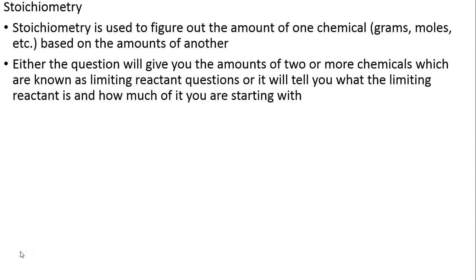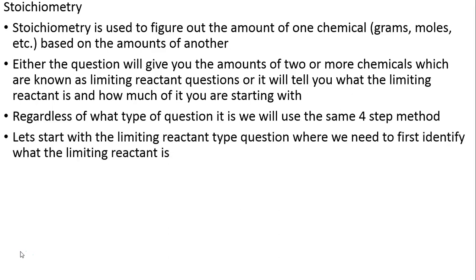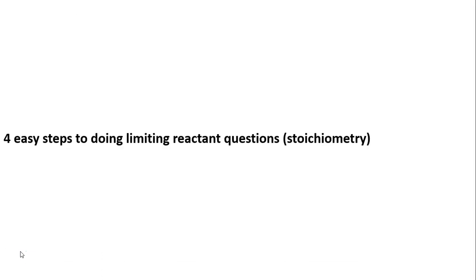Either the question will give you the amount of two or more chemicals, which are known as limiting reactant questions, which is the first type we're going to go over, or it'll tell you what the limiting reactant is and how much of it you have, and then you go from there to whatever they're looking for. Regardless of what type of question it is, we'll use the same four-step method, so our approach is not going to change based on the type of question. Let's start with the limiting reactant type question, where we need to first identify what the limiting reactant is.